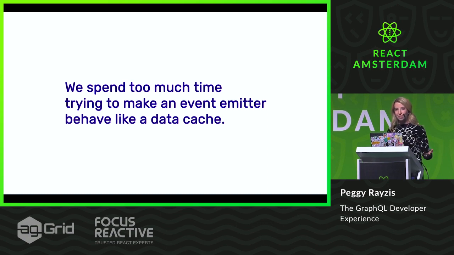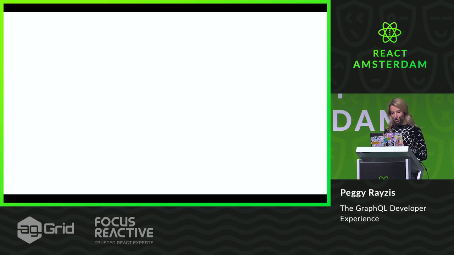So what we really need is a cache. We don't want to make an event emitter try to behave like a cache. We don't want context to behave like a cache. But sometimes I think we go overboard with caches and we try to stuff everything in there.